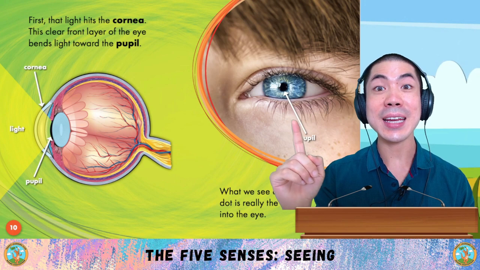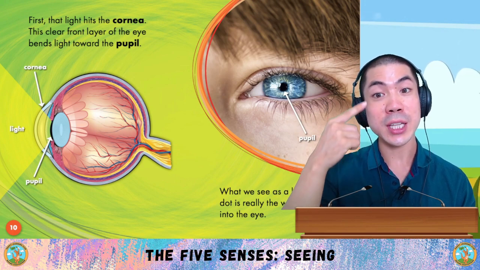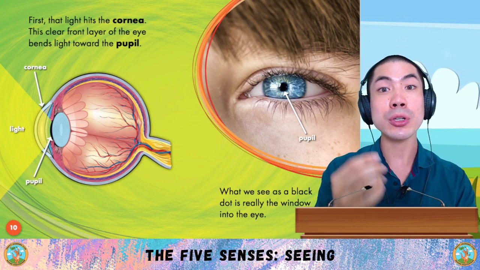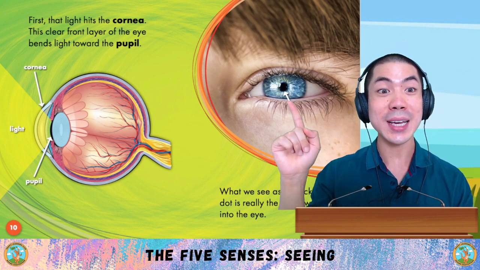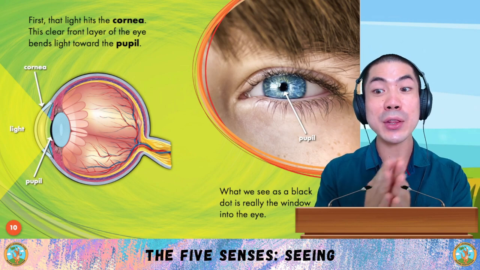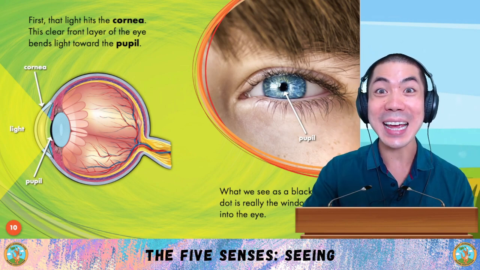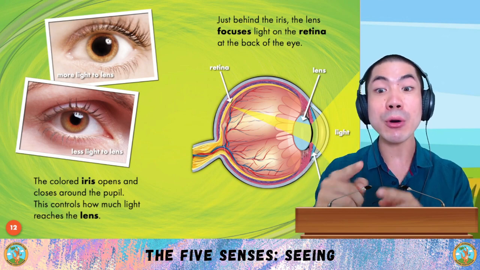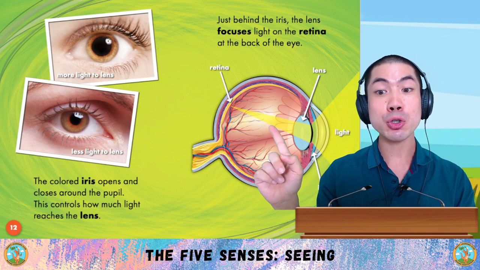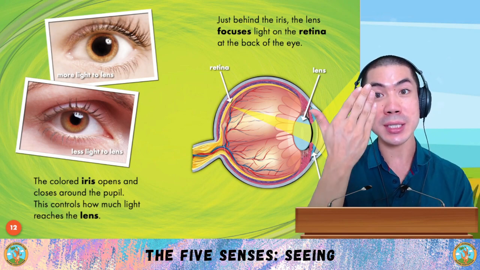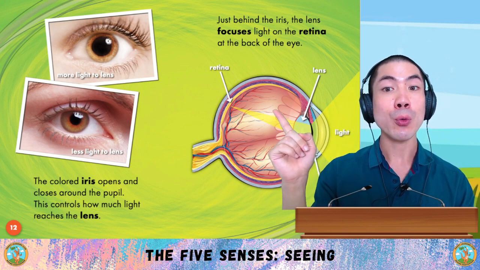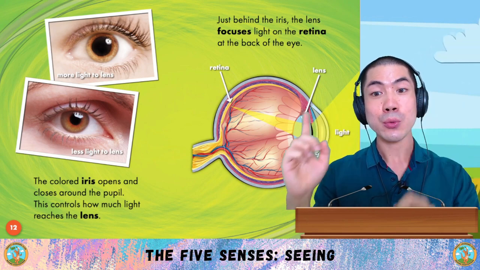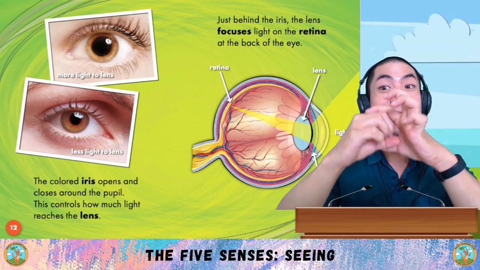First, that light hits the cornea, which is the clear front layer of the eye that bends light towards the pupil. What we see as a black dot is really the window into the eye. The colored iris opens and closes around the pupil. This controls how much light reaches the lens. So here, when there's more light to the lens, the pupil gets bigger. With less light, the pupil gets smaller.